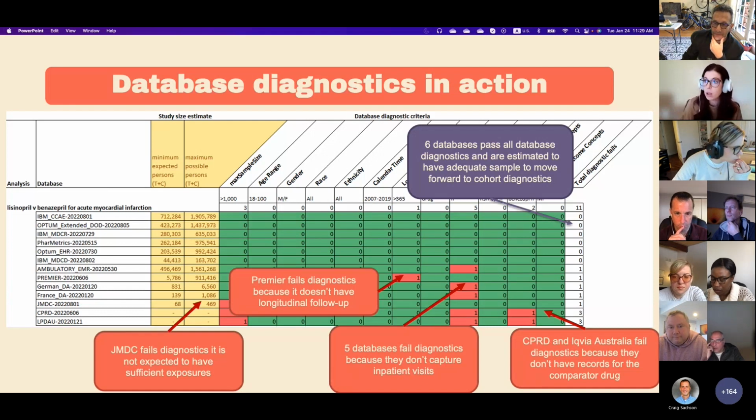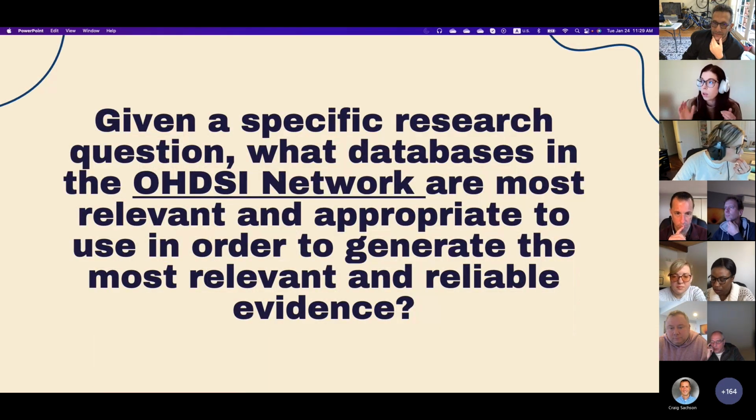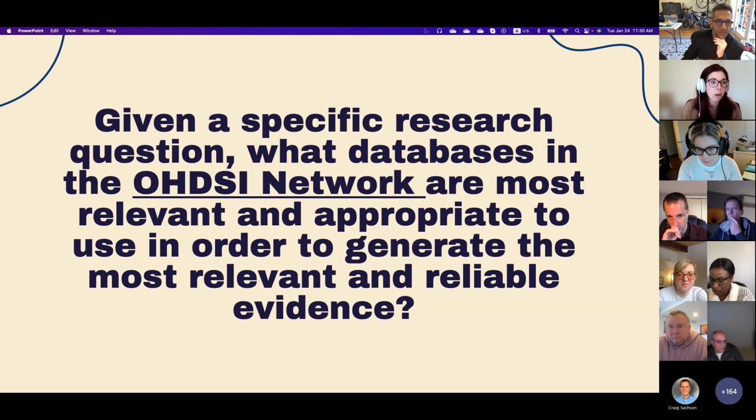But thinking about pillar 2, we want to expand this to the OHDSI network. So given the specific question, what databases in the OHDSI network are most relevant and appropriate to use in order to generate the most relevant and reliable evidence? And I'm really excited about this goal because this is everything that we want to do in OHDSI. We want to generate the most reliable, relevant evidence in a timely manner.